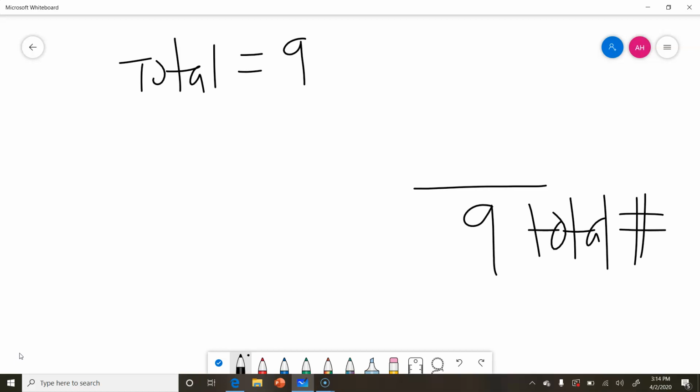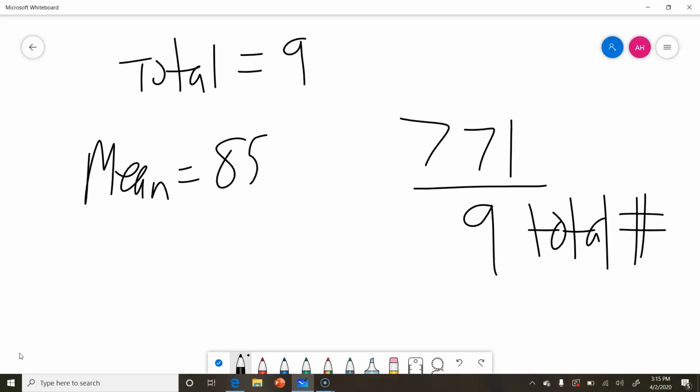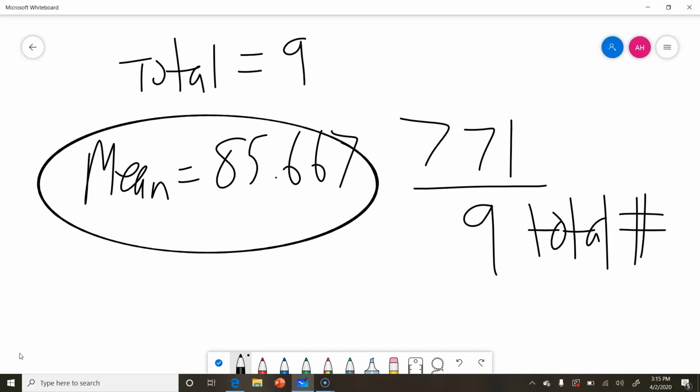So I'm going to punch in my calculator. We had 85 first, plus 90, plus 81, plus 90 again, plus 85, plus 85, plus 86, plus 81, plus 88. If you want to follow along, go ahead and do that on your calculator too. All of that equals 771. So now to find the mean, all I need to do is take 771 divided by 9, punch that in the calculator, and I get 85.667. It rounds to that. That's the mean. It's just the average.